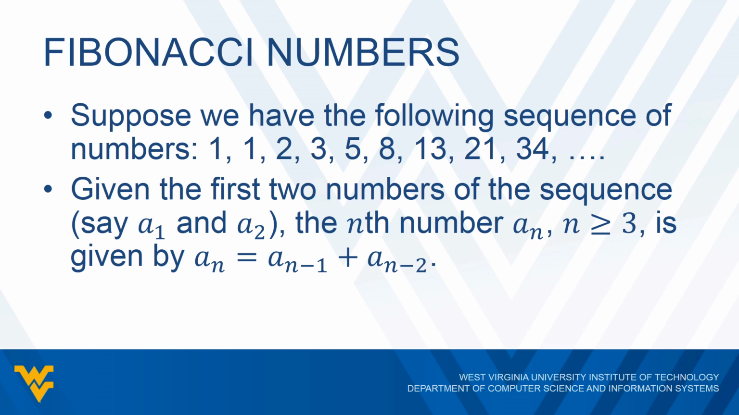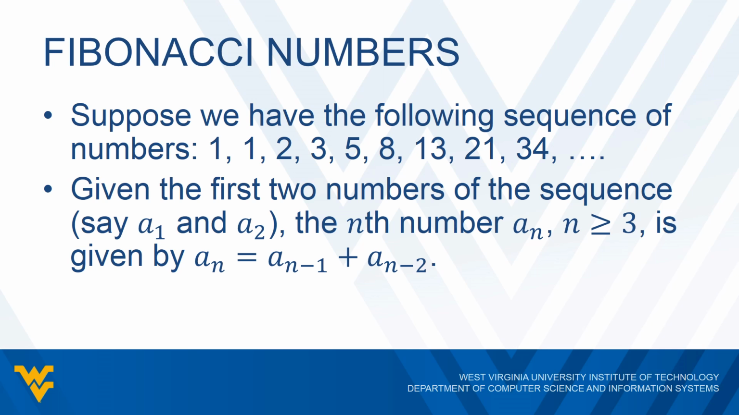So let's say we're given the first two numbers of the sequence, which we'll say are A1 and A2. The nth number of the sequence, which we'll denote as AN, where n is greater than or equal to 3, is given by AN = AN-1 + AN-2.